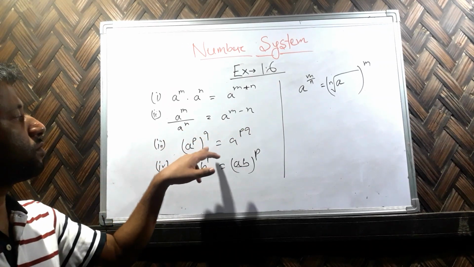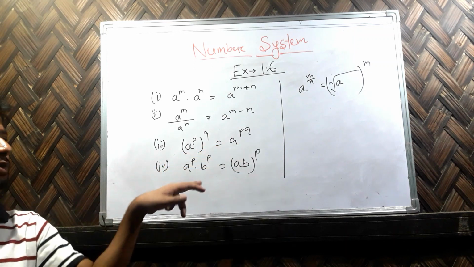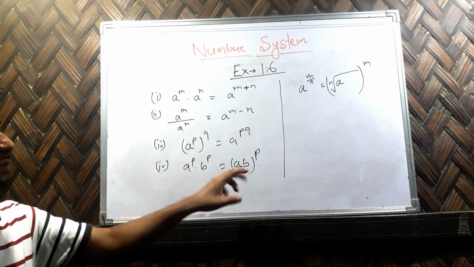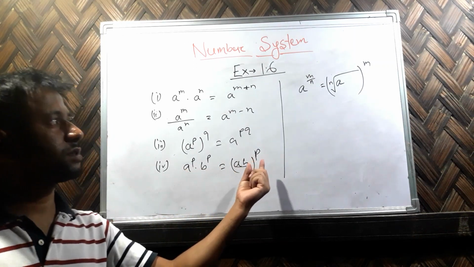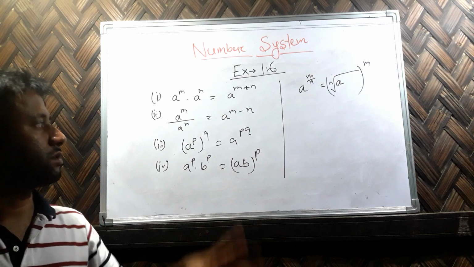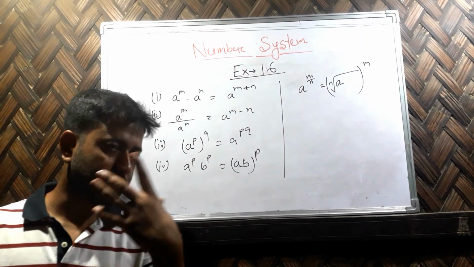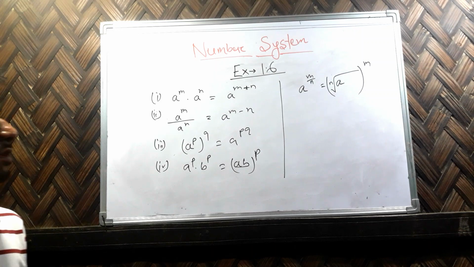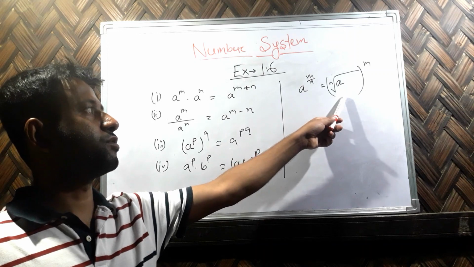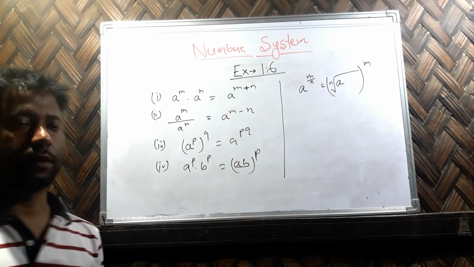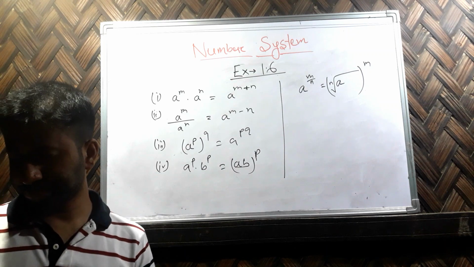Suppose (a to the p) to the power q, I can write this in the form of a to the p into q. (a by b) to the power q, I can put in the bracket and then put the same power. These are a few formulas, you can recall them from what you knew before. And similarly, a to the m by n, I can represent this as an nth root. So please write down these formulas, which will be applicable in your exercise.